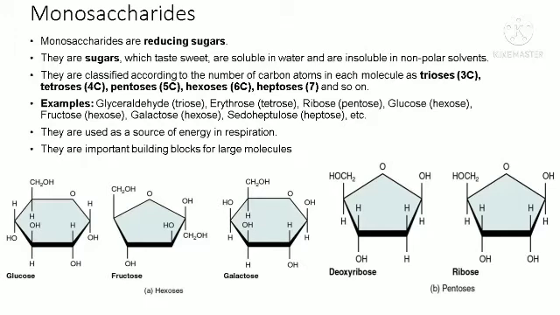Apart from the hexoses, there are also the heptoses, such as pseudoheptulose. And then you can also have octoses and nonoses and so on. So these monosaccharides will form the basic structural units of larger molecules such as the disaccharides and the polysaccharides.